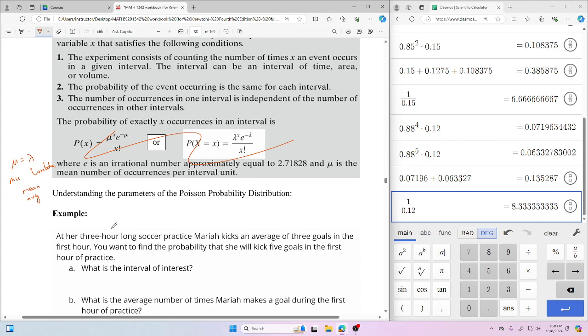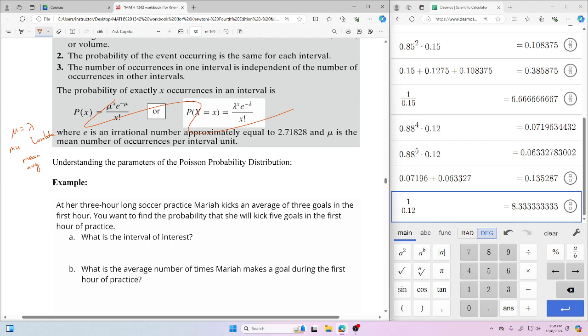Either way. All right. At her 3-hour-long soccer practice, Mariah kicks an average of 3 goals in the first hour. So it seems like we have an average of 3 per hour. You want to find the probability that she'll kick 5 goals in the first hour of practice. So now let's do the math here. It says, what's the interval of interest? It says 3-hour-long practice, but then it says 1 hour, then 5 for 1 hour. I don't know what this means here. An hour of practice?